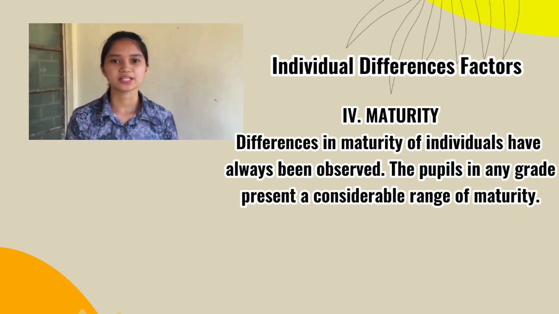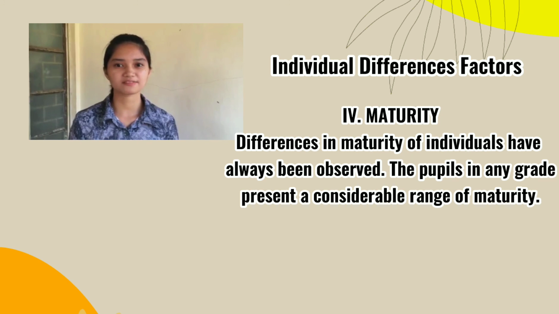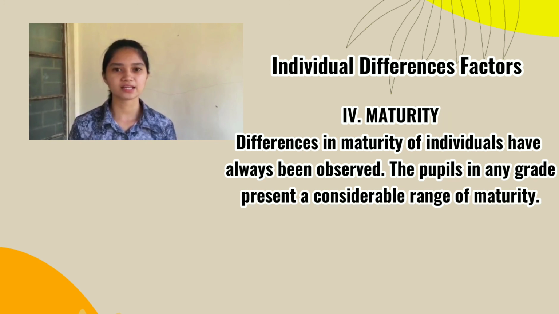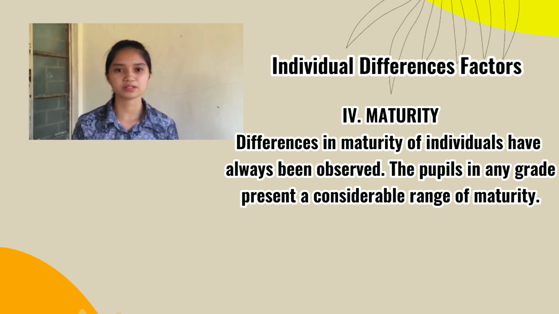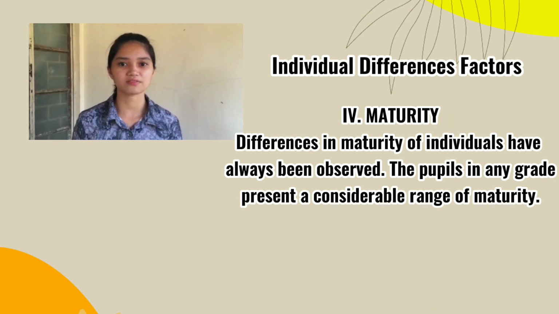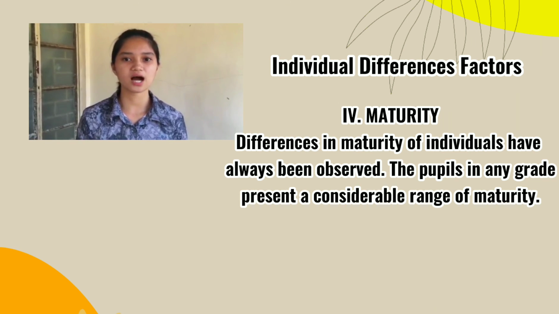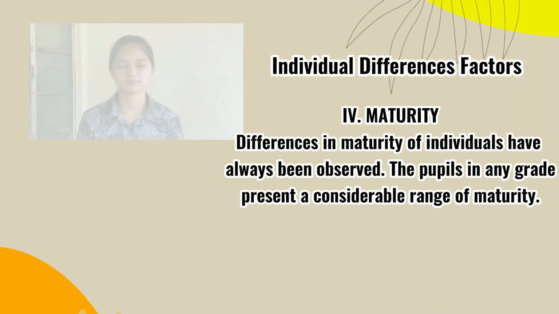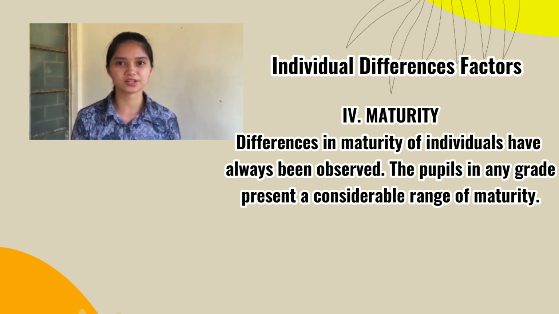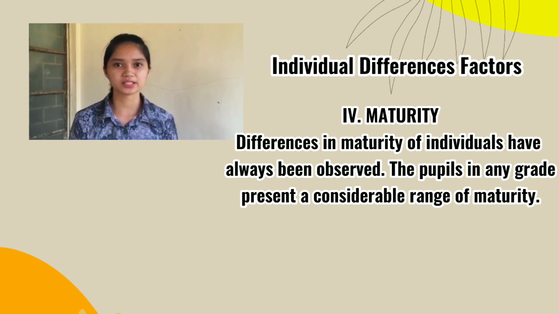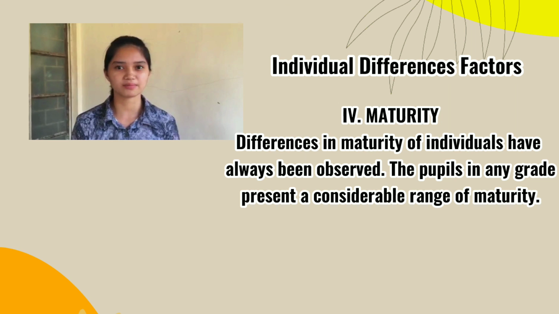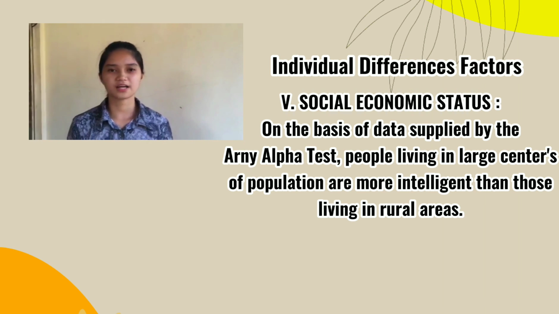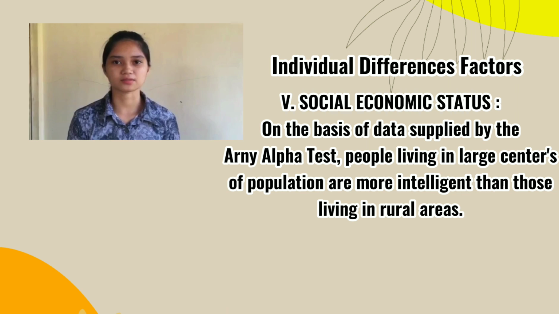Number 4. Maturity. Differences in maturity of individuals have always been observed. The pupils in any grade present a considerable range of maturity. The maturity of pupils varies along 3 lines of development, namely chronological, anatomical, and organic. Psychological studies reveal that girls mature earlier than boys. It is an accepted fact that the development of an individual is determined by a long interplay of heredity and environment on him.